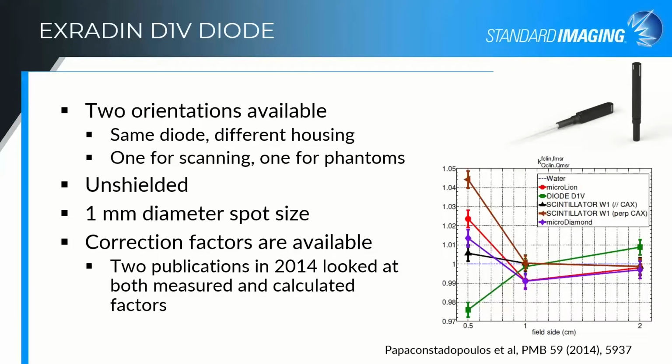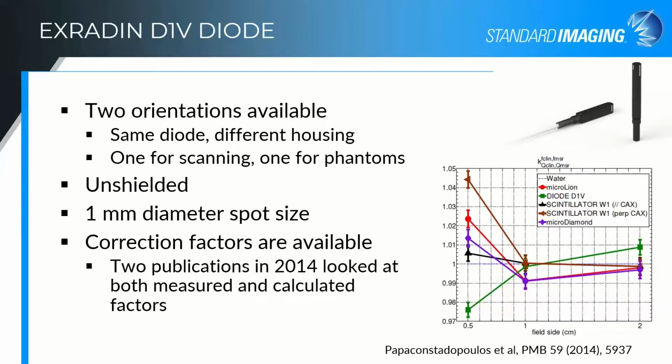With our diode, we do have two orientations. I like to talk about the D1V, that's the scanning diode here, that's the vertical orientation, but there is a horizontal orientation that's designed for slab phantoms, a little easier to mill those channels, or align to the surface or something like that. But they're the same diode inside the housing. It's an unshielded diode with a 1 millimeter diameter spot size.